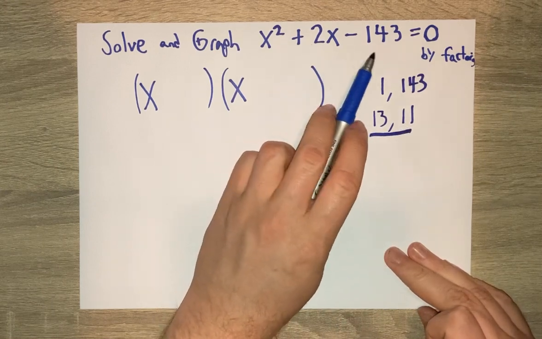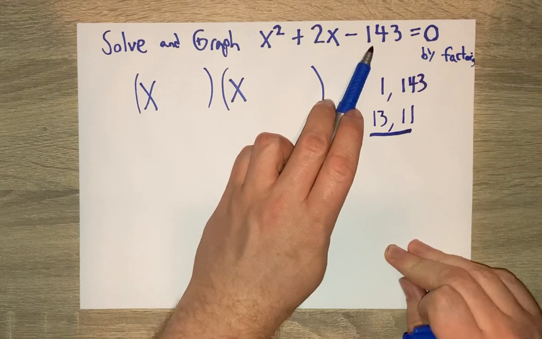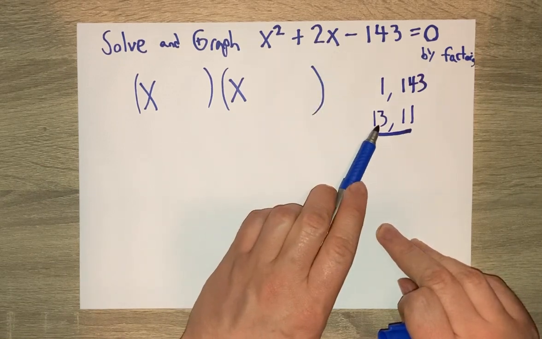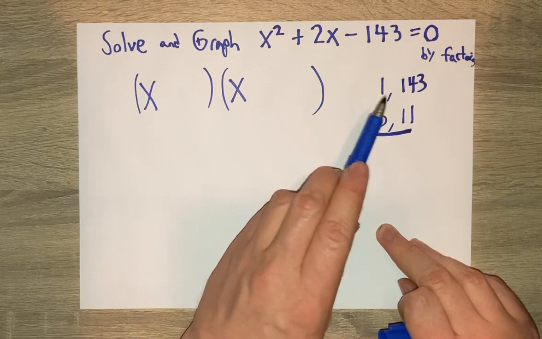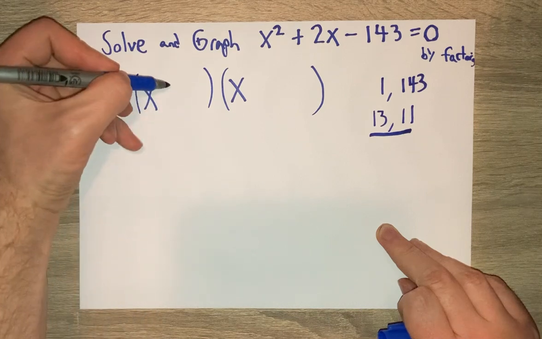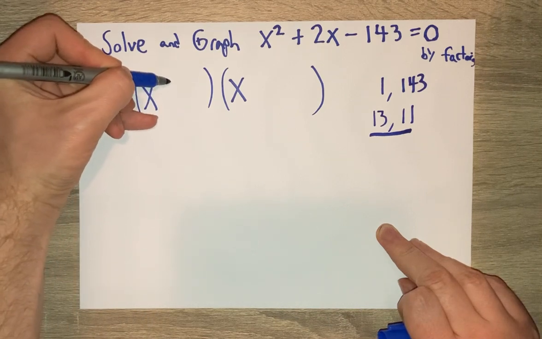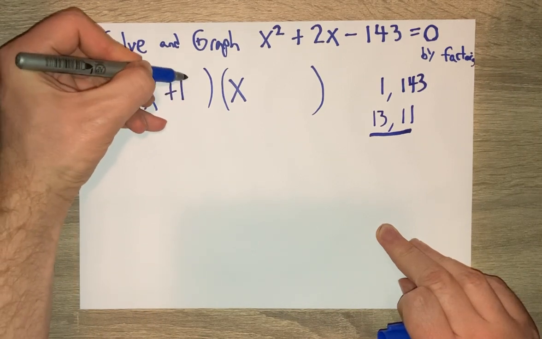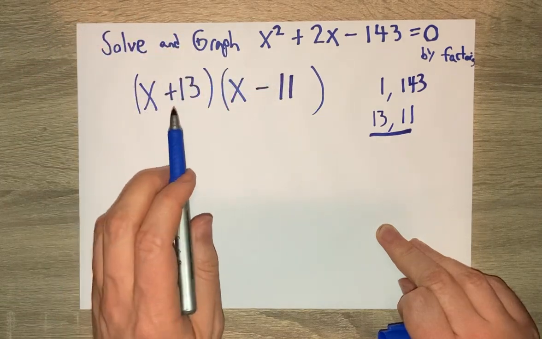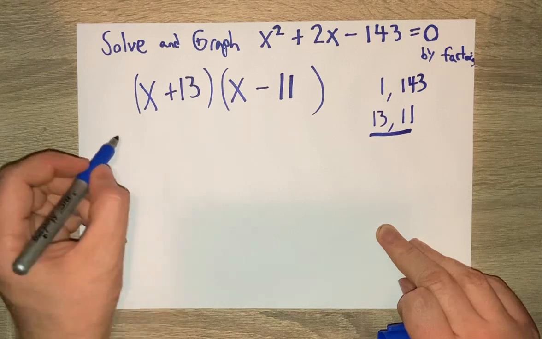And we're trying to multiply to a negative number and add to a positive number too. So our bigger of the two, 13, will have to be positive, while our smaller of the two, 11, will have to be negative. So let's fill that in. Plus 13 minus 11. Let's check quickly with the FOIL method.